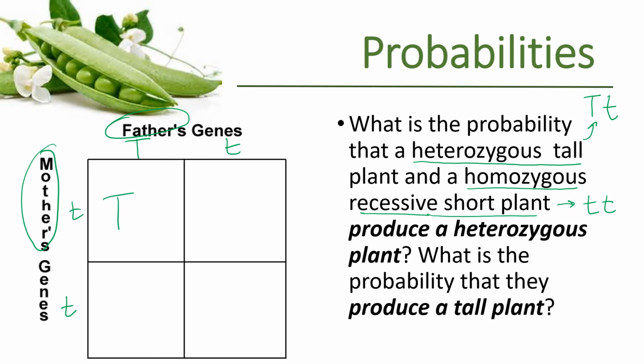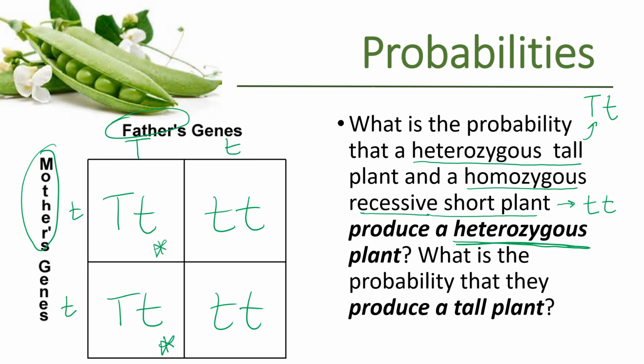So in this case, when we complete the Punnett square, what will be the probability that they produce a heterozygous plant? Well, this one here and this one here are heterozygous, but these 2 are not. So the probability that they produce a heterozygous plant is 2 out of 4, or 50%.